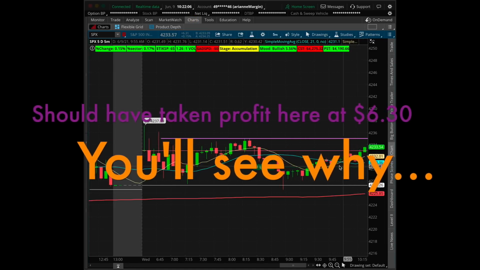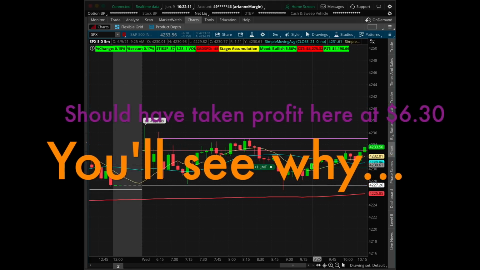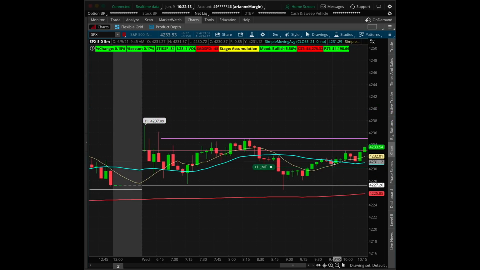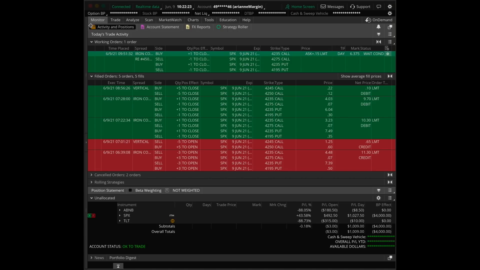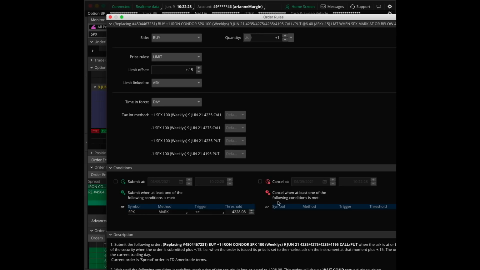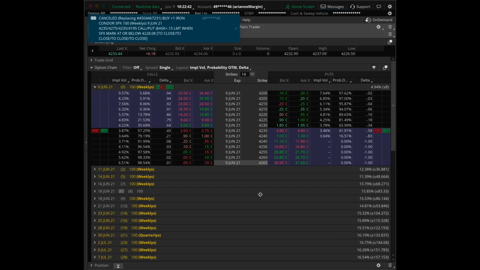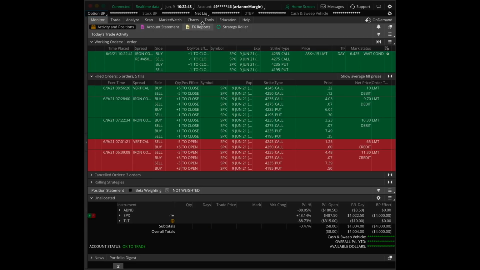So I'm going to use the low of this candle. I don't know, maybe I'll use the low of this candle. I'm going to bring it up to 4230.72. So cancel, replace. $4230.72. All right, guys, I will be back to see how this plays out.